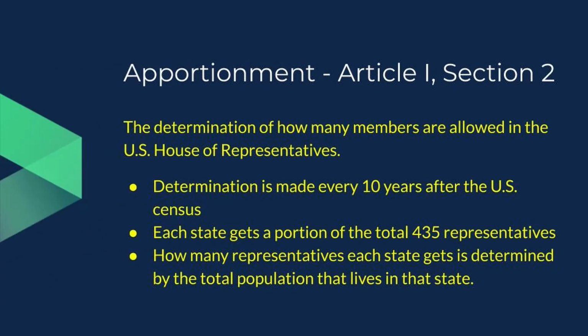Apportionment. Article 1, Section 2. The determination of how many members are allowed in the U.S. House of Representatives. Determination is made every 10 years after the U.S. Census. Each state gets a portion of the total 435 representatives. How many representatives each state gets is determined by the total population that live in that state.